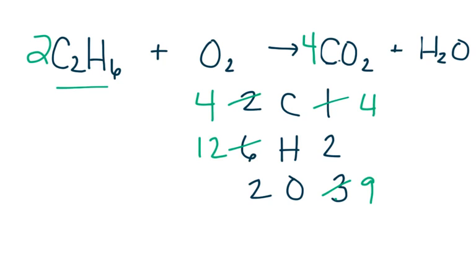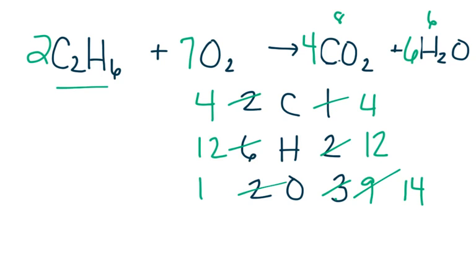Let's look at my hydrogens. Put a 6 there. That gives me 12 of those. Now let me total up my oxygens. There's 8 right here. There's 6 right here. That's a total of 14. I can get 14 by putting a 7. So I end up with a nicely balanced equation, and all I did was stick a 2 in the front.